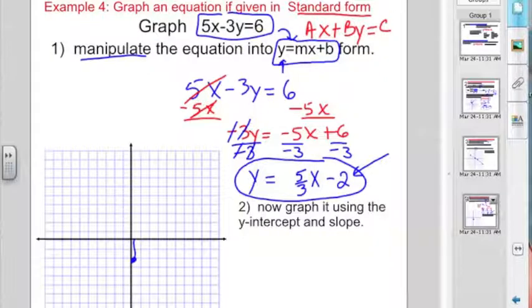And I have a positive 5/3 slope. So I'm going to go up 5. So I've gone up 2. I'm going to go 3 more. 1, 2, 3. I'm going to go over 2. I'm going to go over 1 more. That's 5/3. Now I'm only drawing those lines so that you can actually see my movement. Now I'm going to erase those.